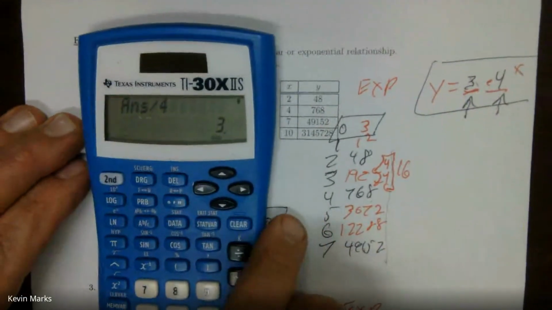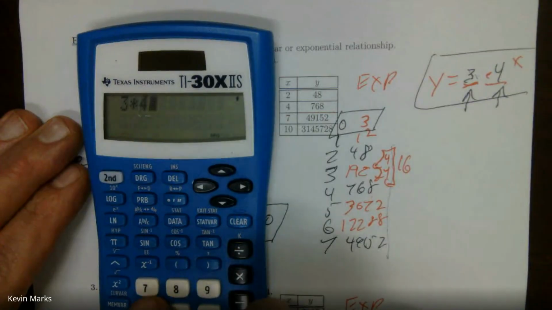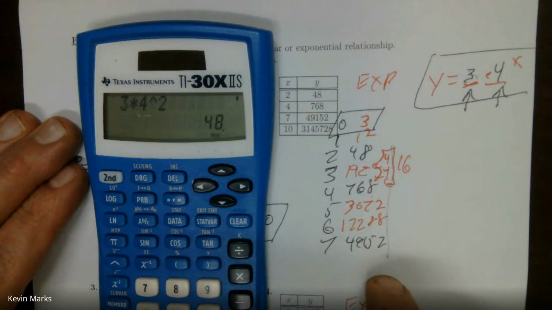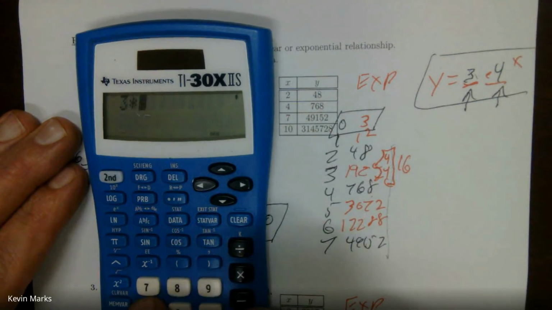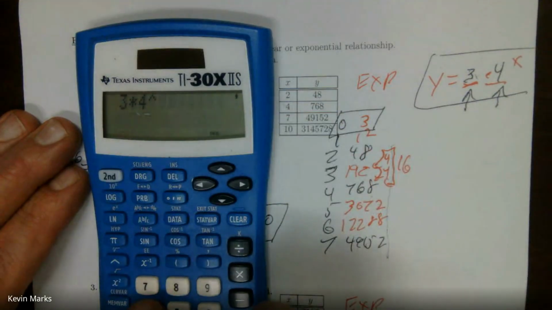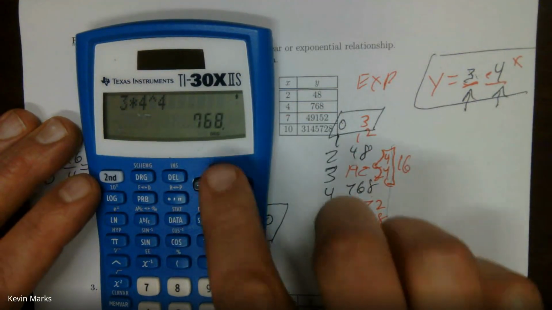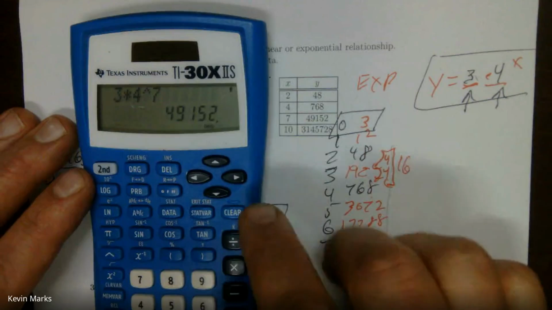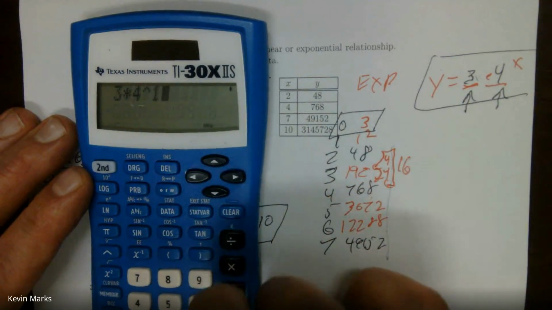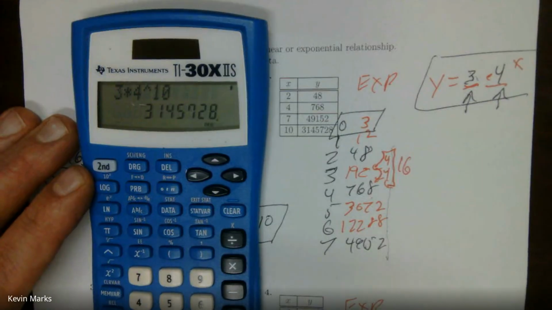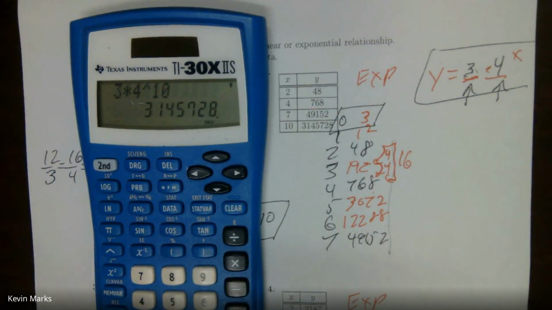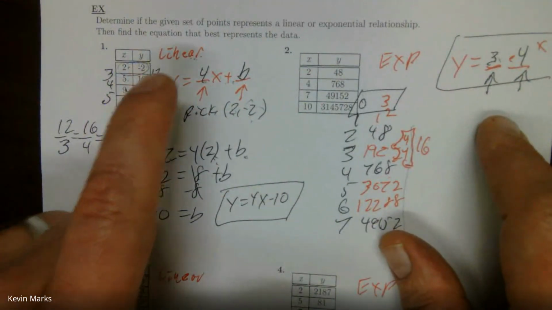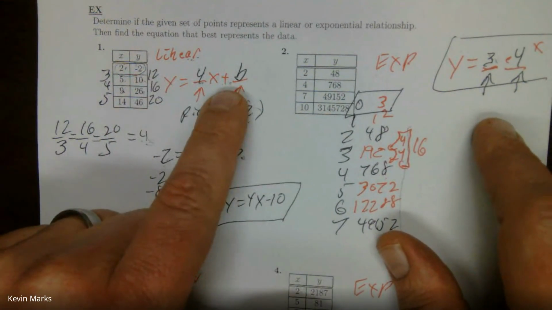And again, you could check it out, because if you did 3 times 4 raised to the 2, for example, sure enough, it's giving you 48. If you did 3 times 4 raised to the 4, sure enough, it's giving you 768. Or 3 times 4 raised to the 7, it's giving you that number. Or raised to the 10th, it's giving you that number. It's working, right? So kind of the big picture here is once you realize you're in the linear world, figure out what the slope is, go back, figure out the y-intercept.